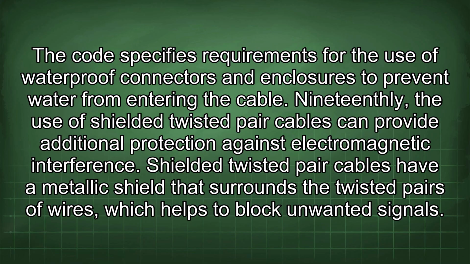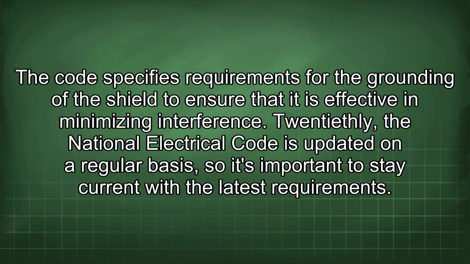19thly, the use of shielded twisted pair cables can provide additional protection against electromagnetic interference. Shielded twisted pair cables have a metallic shield that surrounds the twisted pairs of wires, which helps to block unwanted signals. The code specifies requirements for the grounding of the shield to ensure that it is effective in minimizing interference.